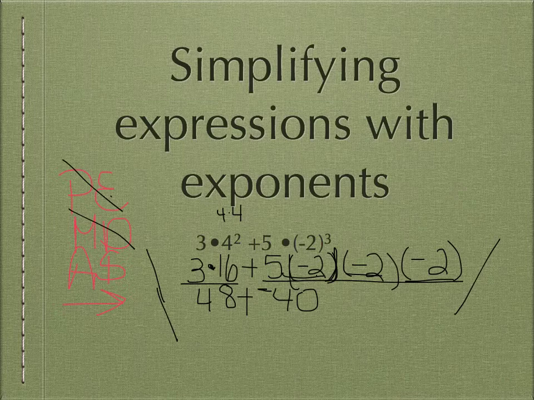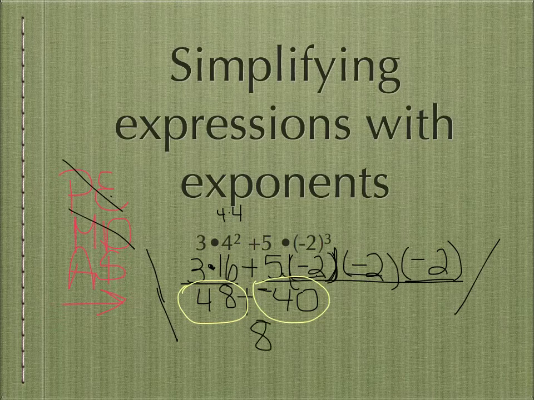Okay, so 48 plus negative 40. As we recall, if we think about money, I have $48, but I owe 40. I'm going to pay the 40 I owe, which tells me that I still have $8. The answer should be positive 8. Please make sure you have this problem correct in your notes.